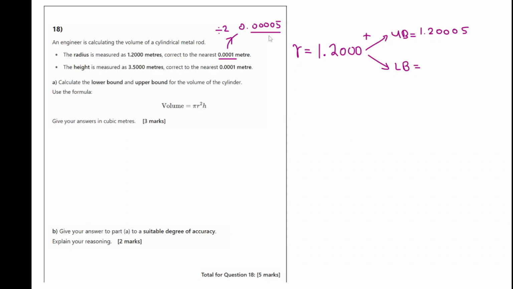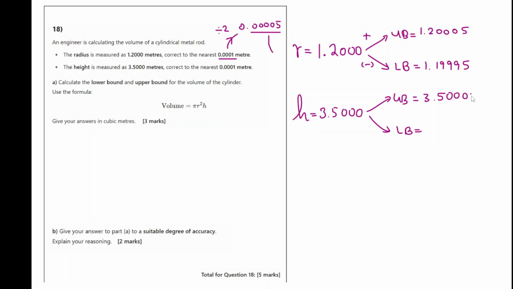Now, when you take this away from this one, you get 1.19995. So that's the upper bound and lower bound for the radius. Let's do the same thing for the height. So the upper bound is 3.5005 and the lower bound is 3.4995. I need to find the upper and lower bound of the volume.